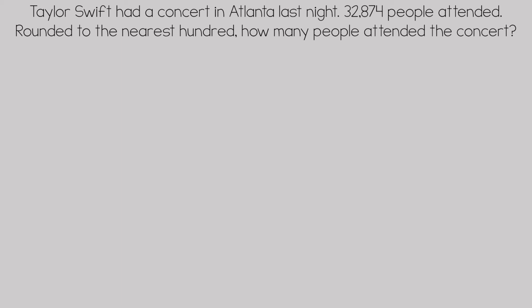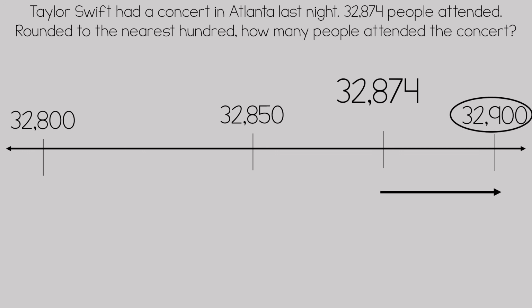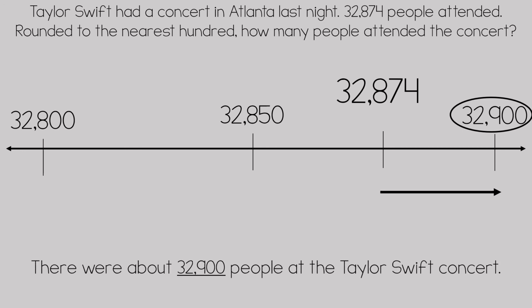So 32,874 would either round to 32,800 or 32,900. As a reference, the students need to plot a midpoint on the number line, which in this case is 32,850. Lastly, the students would plot 32,874 on the number line. 32,874 is closer to 32,900. Now we know that there were about 32,900 people at the Taylor Swift concert.